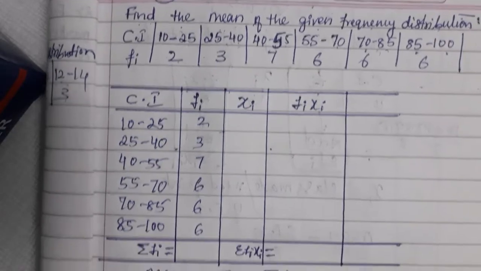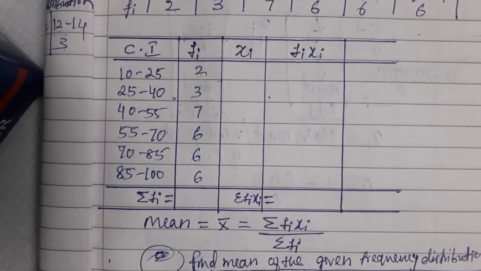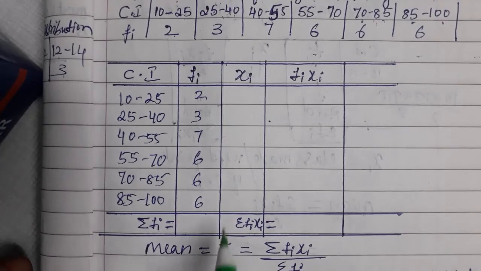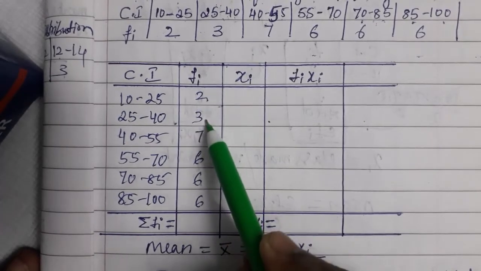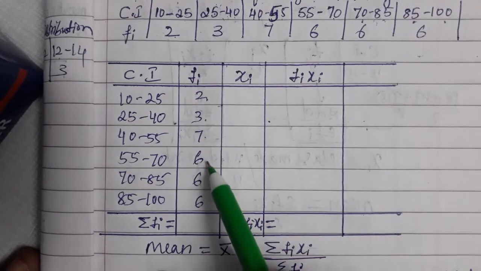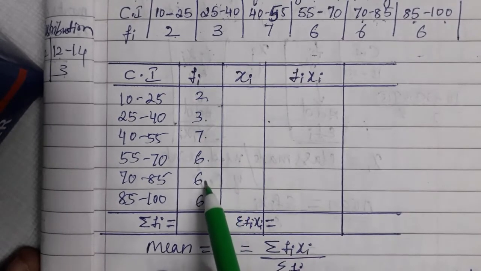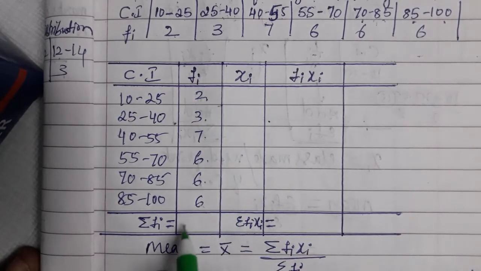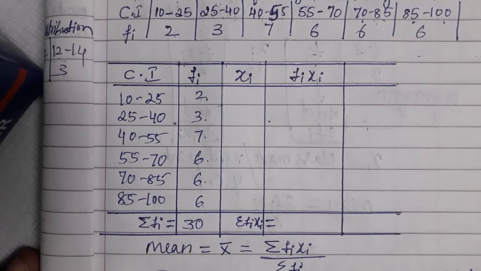Now the first point is you have to add the frequency. 2 plus 3, 5. 5 plus 7, 12. 12 plus 6, 18. 24, 30. So, the sum of frequency is 30.